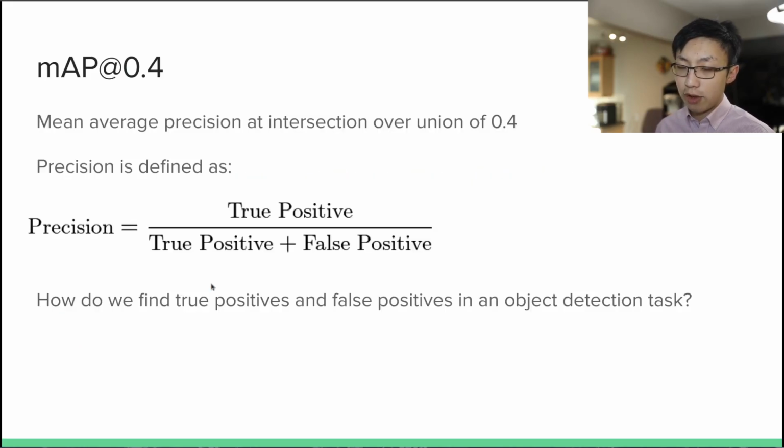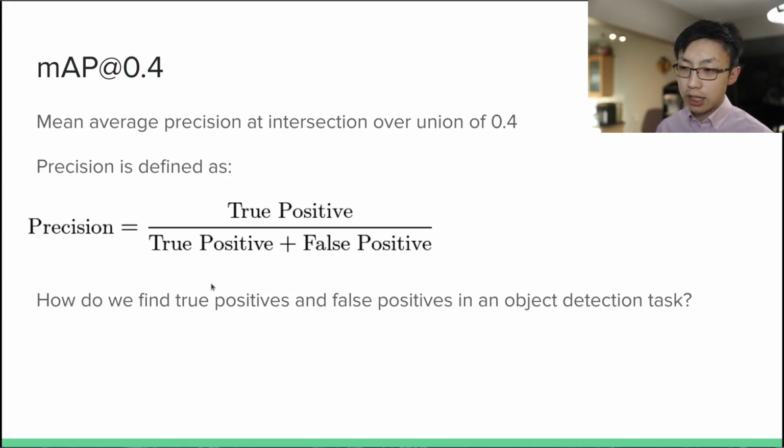Let's first learn how we are evaluating everything. Mean average precision at an intersection over union threshold of 0.4, abbreviated as mAP 0.4. I'll call it mAP for the rest of this presentation. mAP is an object detection metric, and it works as follows. You may be familiar with the metric precision in classical classification tasks. It is defined as the number of true positive predictions divided by the sum of the number of true positive predictions and false positive predictions.